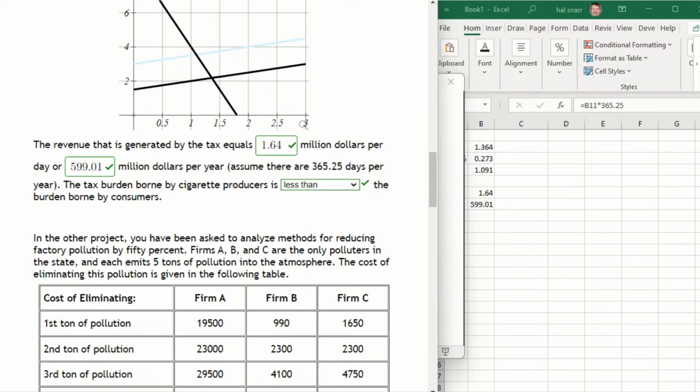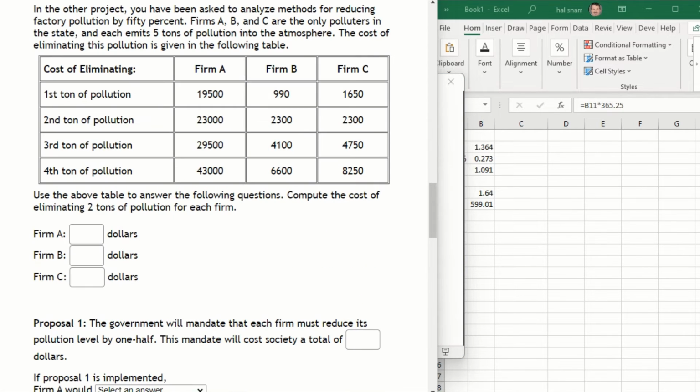Okay, so moving on to the next part of the question. In our next project that we're doing for New York City, we want to figure out how to reduce pollution that 3 firms are doing, right? Now, your table is going to be different than mine.